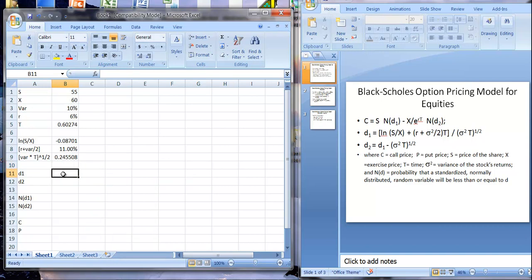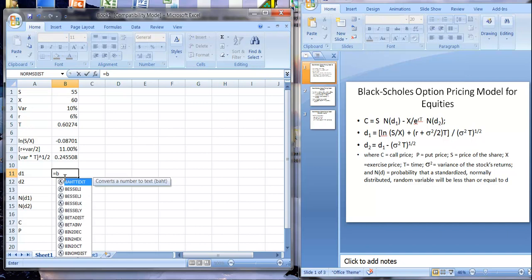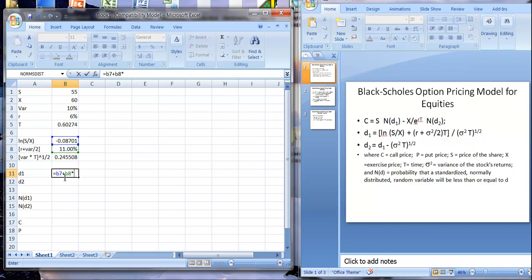Okay, so D1 is equal to natural log of S over X, which is in cell, make sure to put an equal sign in, what's in cell B7 plus what's in cell B8 times T, which is in B5. All right, and that's all we have.